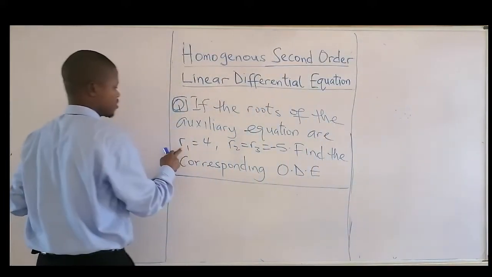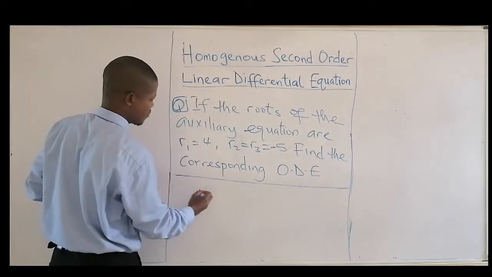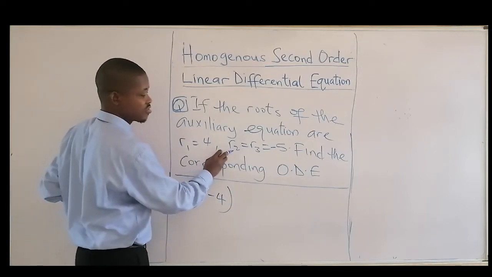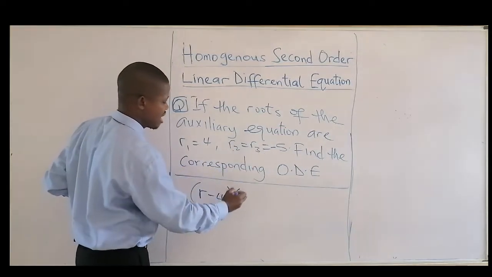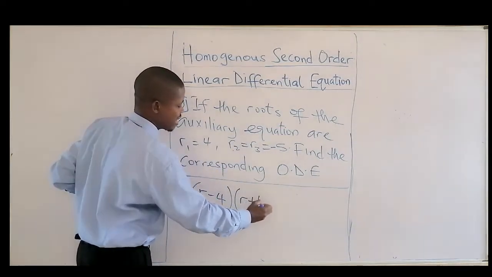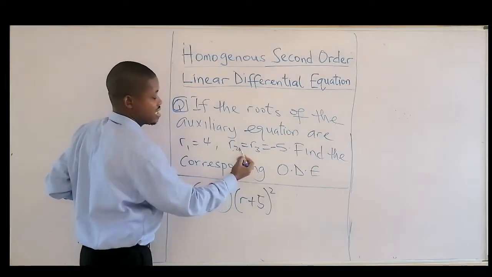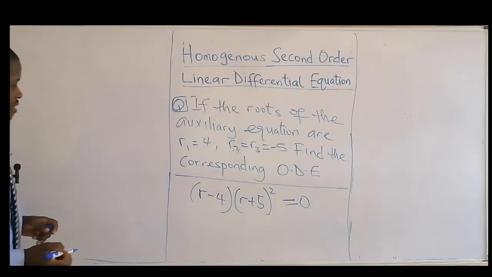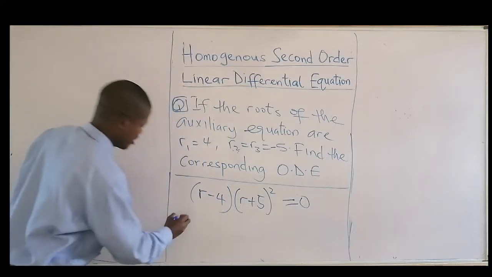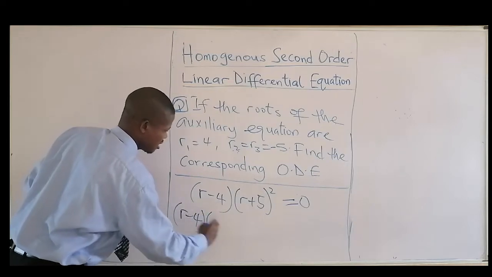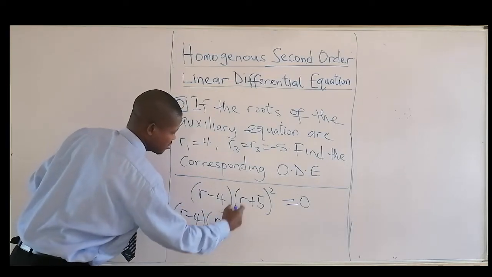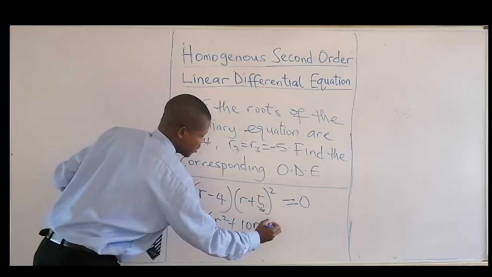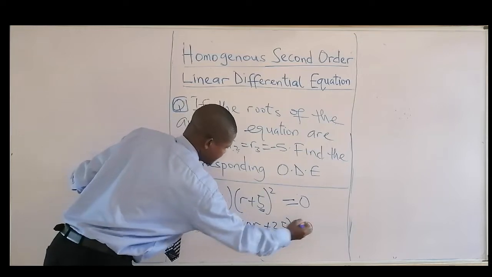If the root of the auxiliary equation is 4, that means you have (r - 4). If the second root and the third one is -5, that means you have (r + 5), and that must be squared, equal to 0. Then the next thing to do is the expansion. Expand this: r squared plus 5r times 2, that's 10r, then the last one, plus 5 squared, that's 25, equal to 0.